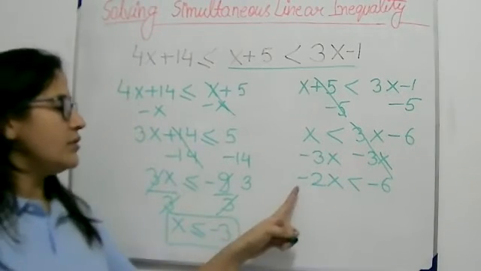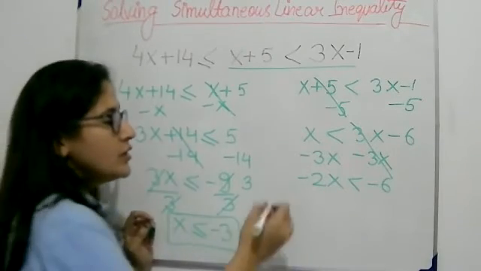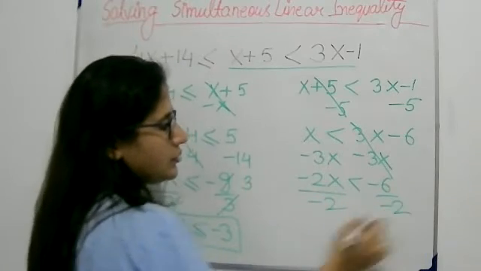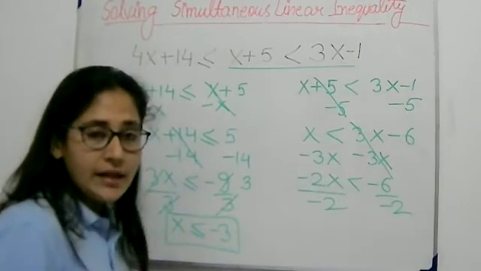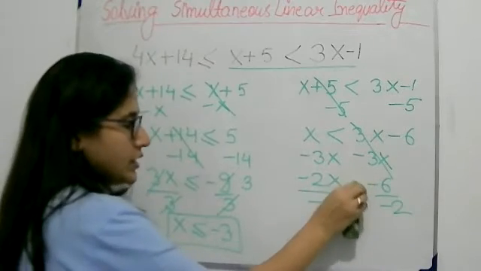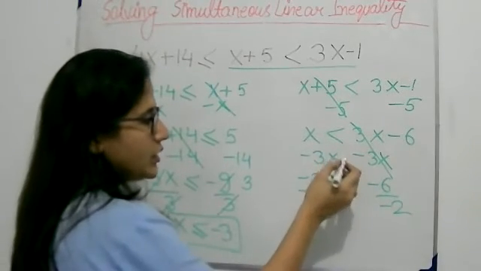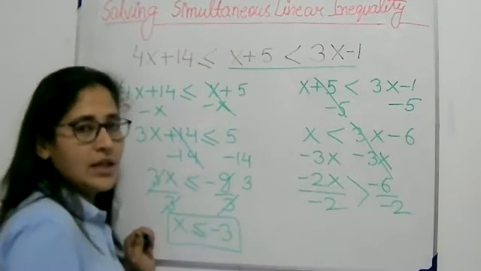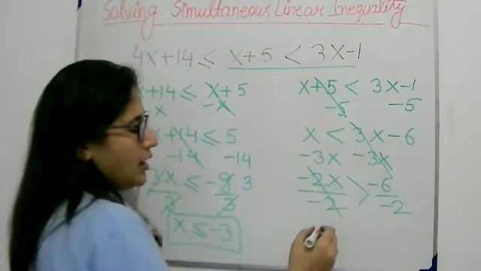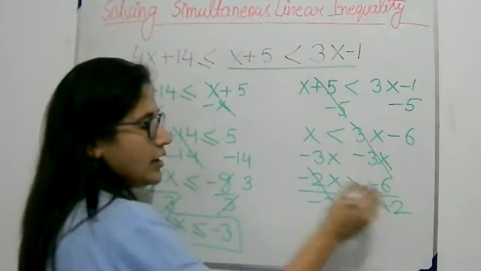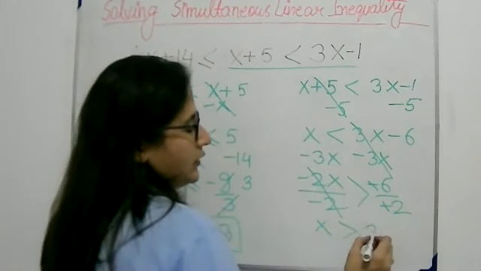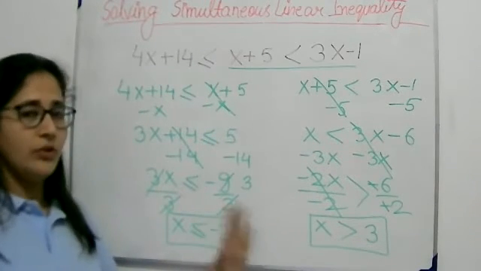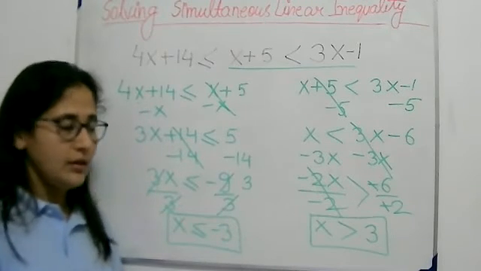Be careful here. We need the value of positive x. So let's divide both sides by -2. Then we will divide both sides by -2. So this sign will be reversed. Here it was less than before, so now it is greater than. This cancels out. x is greater than, here also minus minus cancel out, 3. x is greater than 3. You can solve yourself, then it will be more clear.